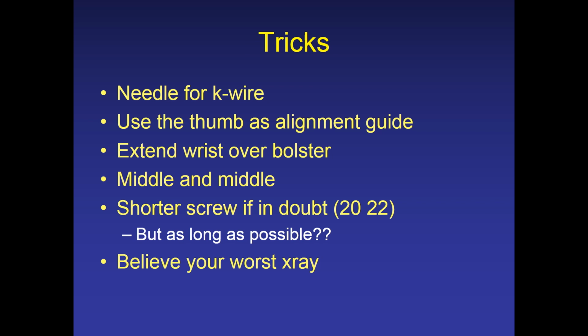Just a few other tricks. You can use a needle as a guide for your K-wire. If you extend the wrist over a bolster and get your assistant to hold the thumb and pull the thumb down, it pulls the trapezium backwards, and you can use the thumb as an alignment guide for your K-wire. Remember, you must try and be middle and middle. It's one of the most critical parts of your fixation.